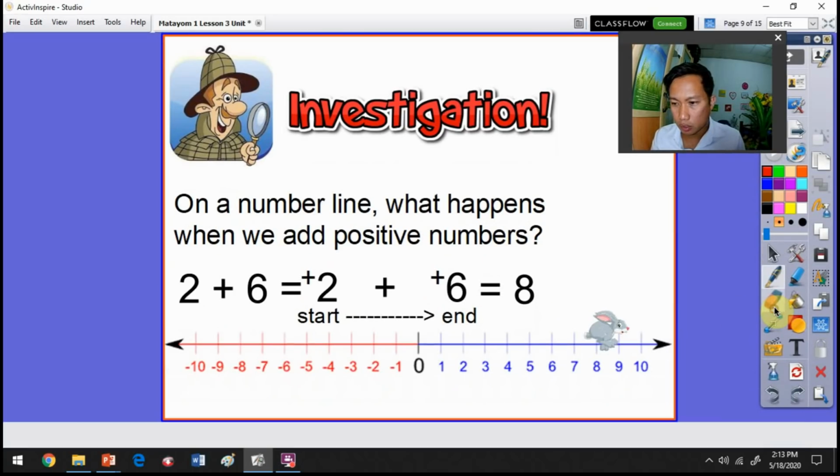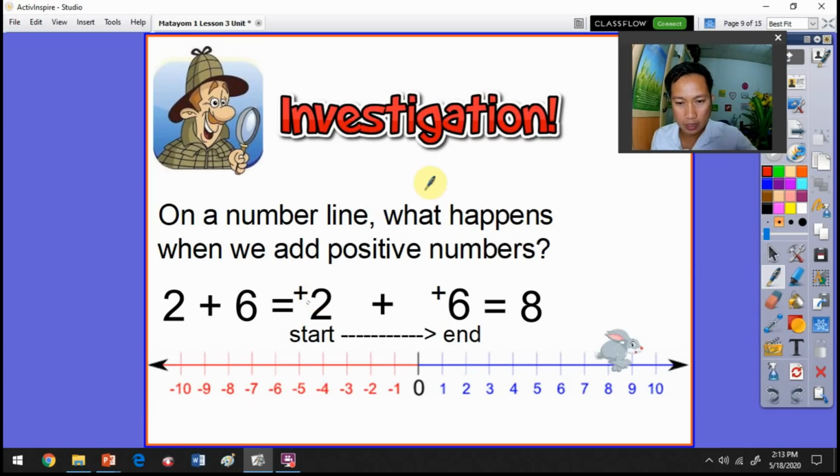Now let's look closer at the signs of 2 and 6. 2 is a positive number. 6 is a positive number. We end up at positive 8. So when we have 2 positive numbers and we add them together, we end up at a positive number as well. Alright? So positive 2 plus positive 6 is equal to positive 8. By hopping our bunny here, we end up at positive 8.